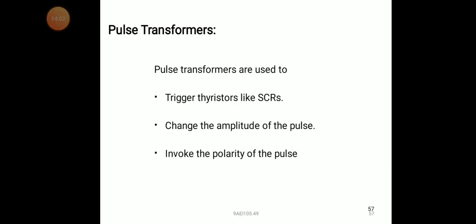This pulse transformer is used to trigger the thyristors, and we also use it to change the amplitude of the pulse. If you want to change the amplitude of the pulse, that means step up and step down. The magnitude increases or decreases by using this transformer without changing the frequency. That is the advantage of this transformer. So we can change the amplitude of the pulse by using the pulse transformer.